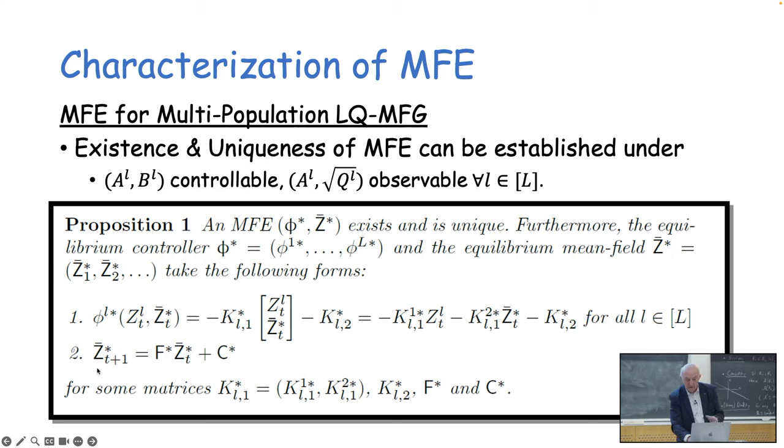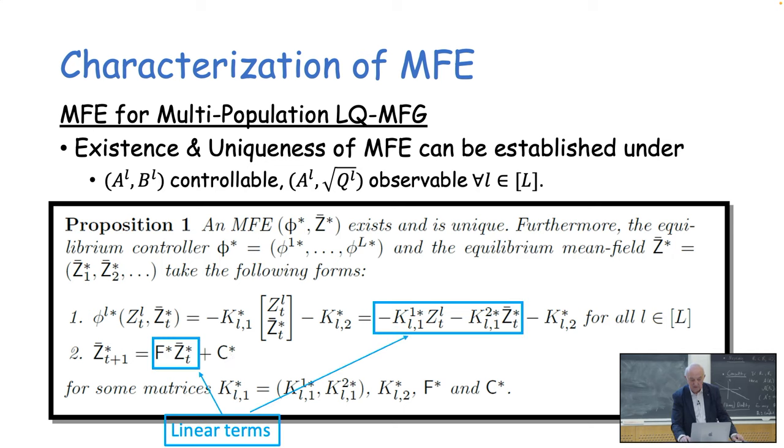And then the mean field itself is non-stationary, actually. It's a linear equation, but driven by C star. And again, C star depends on beta. If beta had been zero, then C star would be zero. So these are the impacts of this multi-population framework with both consensus and dissensus. These are the linear terms.